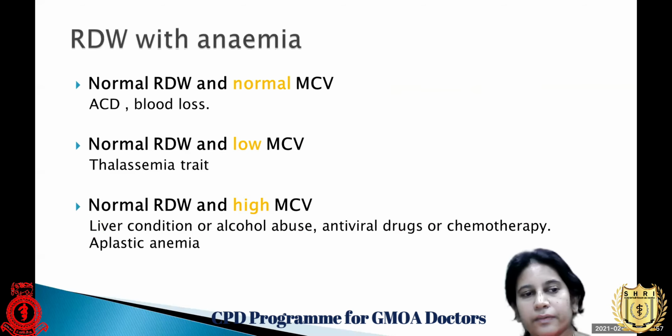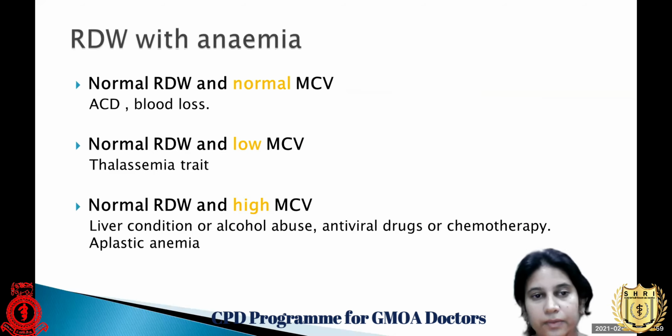So it's very important when you compare RDW with anemia. I'll go with the common conditions. Just see on the second line, normal RDW and low MCV. That means you have microcytic cells which are normal in size, and the common example is thalassaemic trait. If you have normal red cells with normal RDW, then you are dealing with ACD, anemia due to chronic disease, or blood loss. Moving to the high red cells with normal RDW, then you are dealing with a liver disease or aplastic anemia.